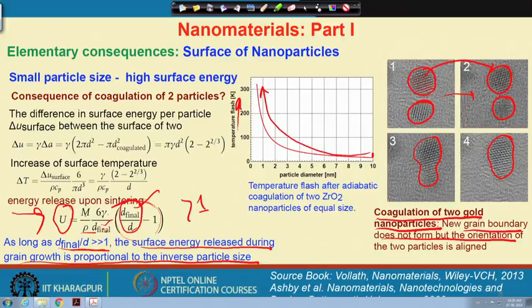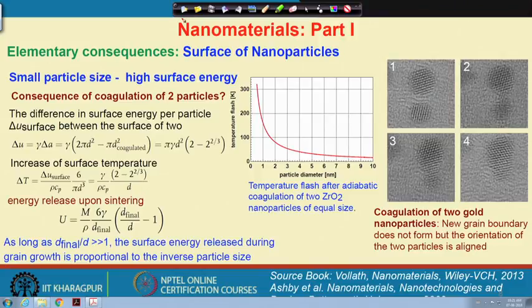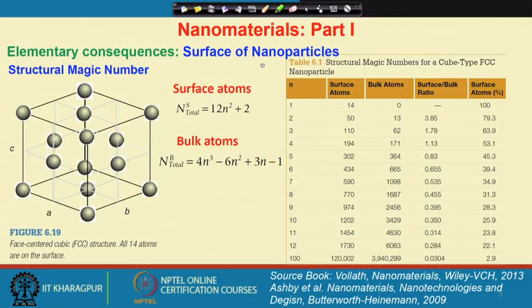So, this is one very good observation or elementary consequence when two nanoparticles, or also other particles, join together in case of sintering. So, this is another important aspect. However, there are also other aspects. I told you that if I have a very high volume located at the surface, then the number of atoms present at the surface is very high.